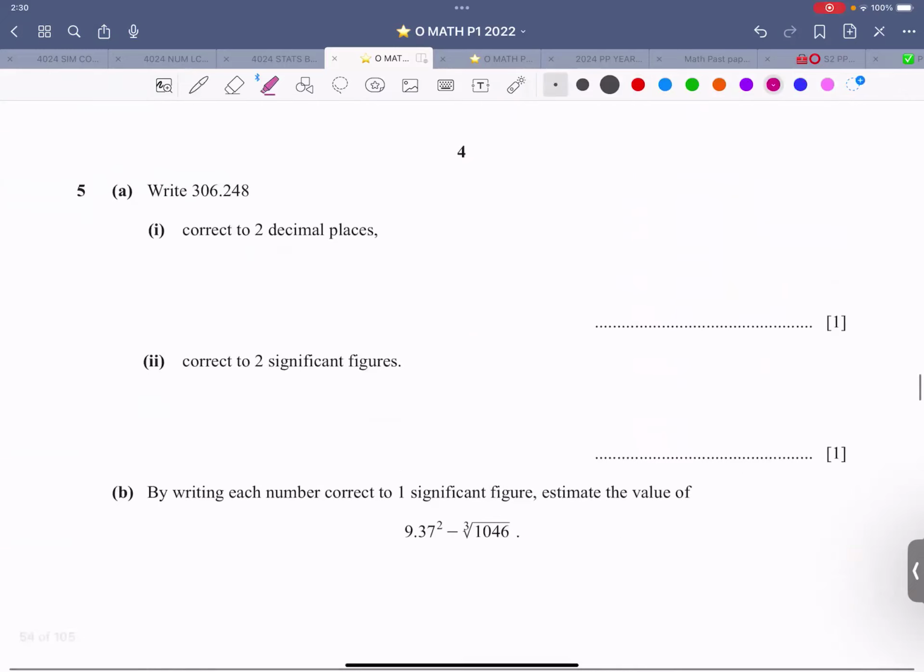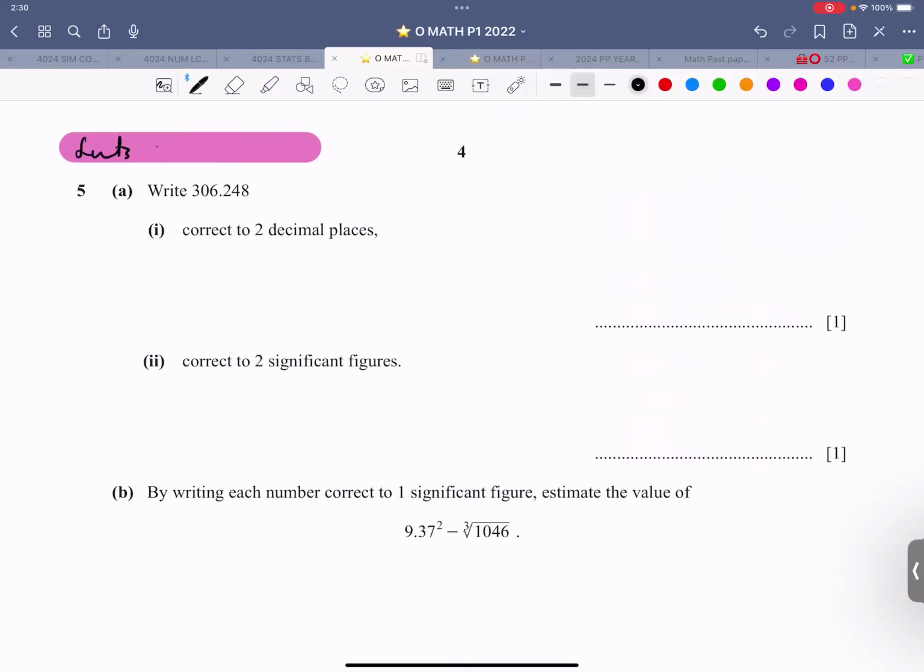Question number 5, this is about decimal places and this is about significant figures. So this is known as limits of accuracy. And the first one, write correct to two decimal places, 306.248. So this is the third decimal place. After the decimal, this is the third one. This is greater than 5. So it will change this thing. So this will come out to be 306.25. That is the answer.